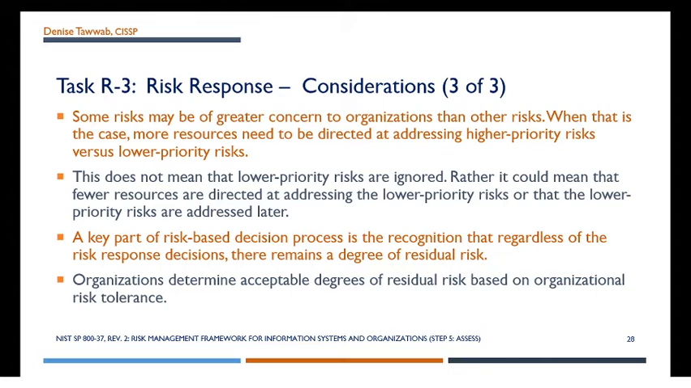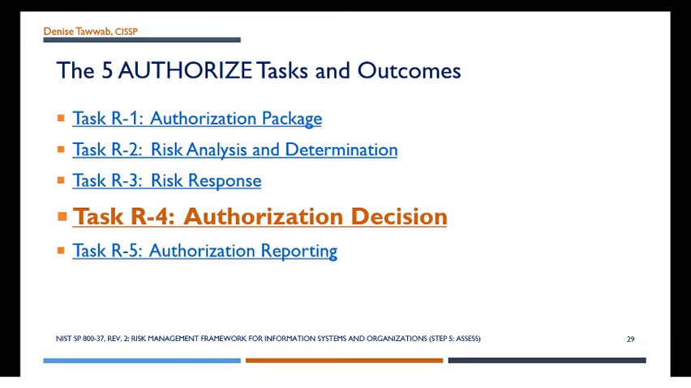A key part of risk-based decision processes is the recognition that regardless of the risk response decisions, there's going to remain a degree of residual risk. Your organization will determine the acceptable degree of residual risk based on your organization's risk tolerance. What level of risk are we comfortable accepting? All right, that's task R3, risk response. Two more tasks, guys. We are almost done.